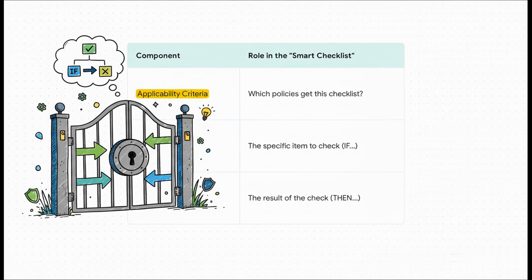Simple. Next, you have the rule condition. This is the specific item on that checklist. It's your if statement. If the building is more than 50 years old. And finally, you have the rule action. This is the consequence, the then statement. Then raise an issue for underwriter review. See? It's just a simple but incredibly powerful three-part structure.